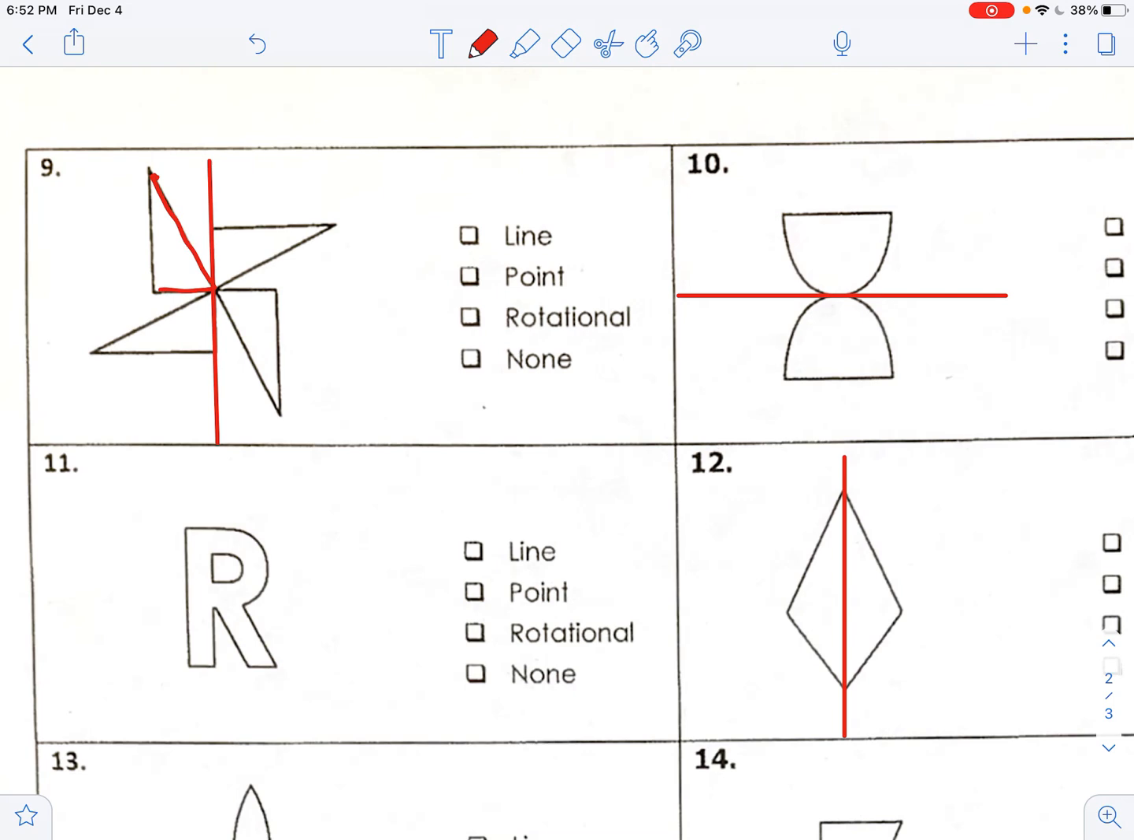If I folded this triangle over my line, I would end up with that, and that doesn't match up with the other triangle. Or if I tried to do horizontal, that doesn't look like a reflection across that line. Or even this diagonal line, that doesn't look like it would work. That doesn't look the same on the left and right side. So that has no line symmetry.